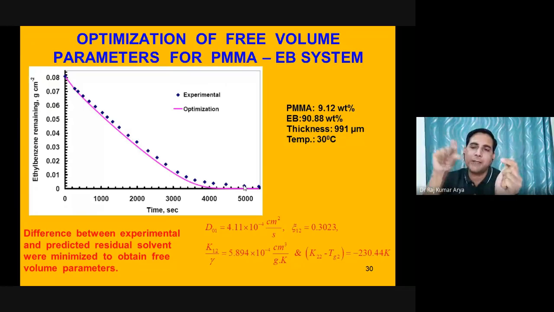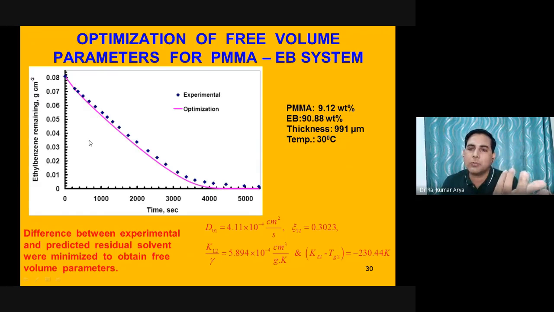Now you minimize the difference between the two by taking those four parameters. Since you have four parameters, more than a million combinations can minimize the difference, because it is just a combination. If one you decrease, the other you can increase. So any combination can work, and any number of combinations can give you this type of graph.